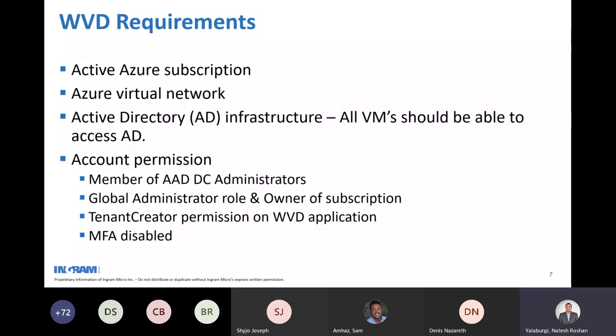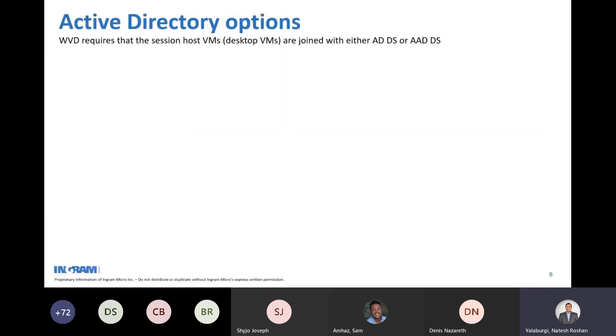So let's look at Active Directory options. Like I said earlier, Windows Virtual Desktop definitely requires that the users who log in cannot be workgroup users. They have to be Active Directory users. So with respect to Active Directory, we have two options, right?